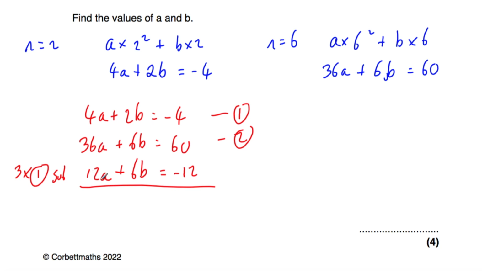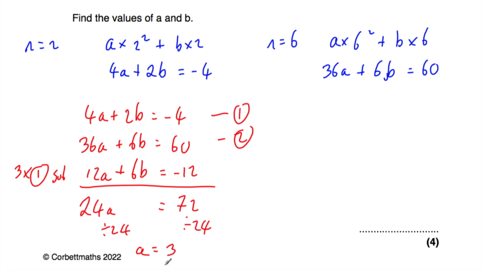So 36a take away 12a is 24a. 6b take away 6b is 0, they cancel out. And then on the right hand side, we have 60 subtract minus 12. Well, 60 minus minus 12 is going to be plus, so that's 60 plus 12, which would be 72. Now we want to find out what a is, so we're going to divide by 24 and divide by 24, and that would give us 24a divided by 24 would just be a, and 72 divided by 24 would be 3, so a is equal to 3.